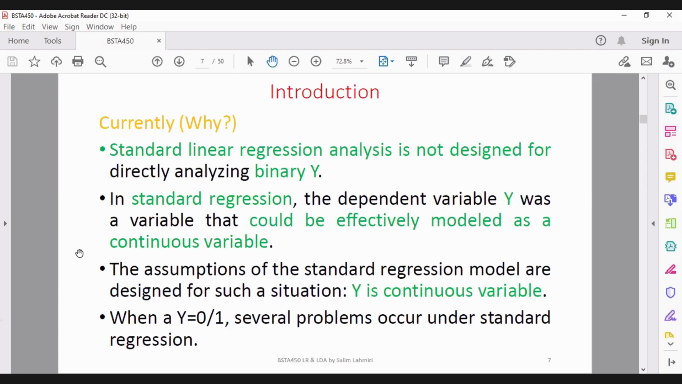The assumptions of the standard regression model are designed for such a situation: y is continuous. So basically, multiple linear regression assumptions are appropriate when y is continuous. If y is no longer continuous and is binary, those assumptions are no longer valid and cannot be applied to y, where y is a binary variable. So when y is equal to 0 or 1, several problems occur under the standard regression model.